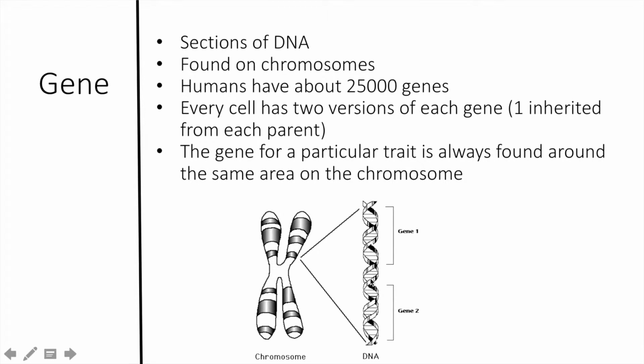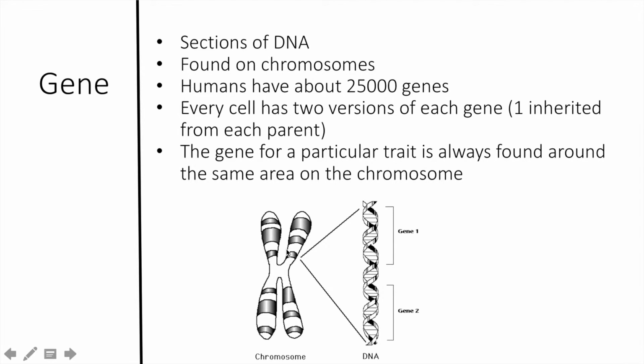Within these sections of DNA are called genes. There are about 25,000 genes within a human. And every cell has two versions of each gene. Remember, one paternal, one maternal. That gene is transcribed for a particular trait, and it is always found around the same area of the chromosome.